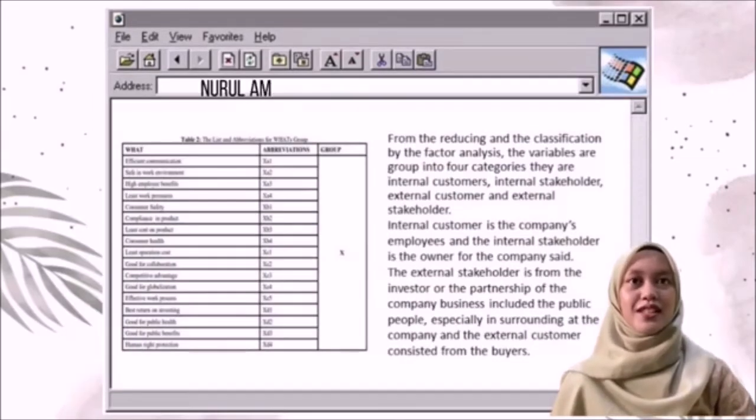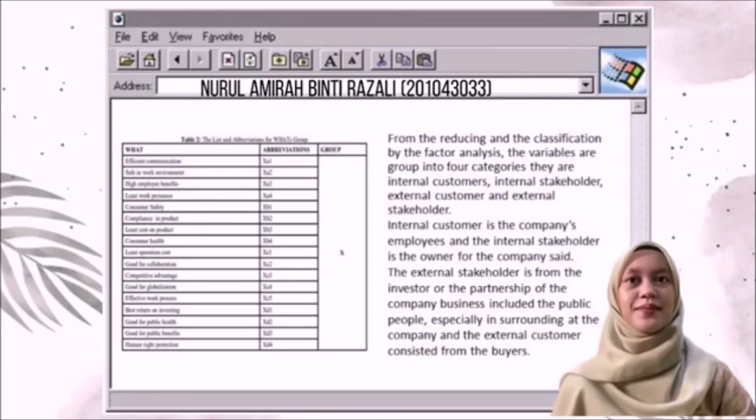From the reduction and classification by factor analysis, the variables are grouped into 4 categories. There are internal customer, internal stakeholder, external customer, and external stakeholder. Internal customer is the company employees, and internal stakeholder is the owner of the company. The external stakeholder is from the investor or the partnership of the company business, including the public, especially the surroundings at the company, and the external customer consists of the buyers. Table 2 shows the list and abbreviation for the what's group.